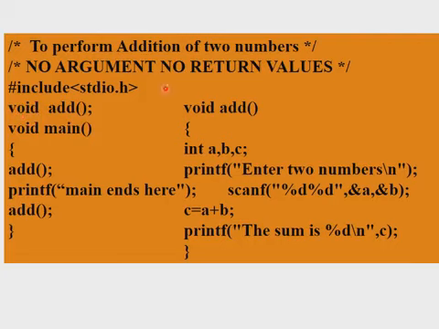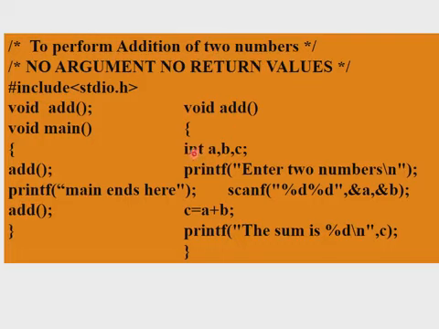Void represents that it does not return any values, and after the add function the brackets are empty, which means there is no argument. So this function will not have any arguments and it will not return any values. So how can we define this function? First of all, we will see the definition and then we will see the main function. So void add, and in curly brackets we have to add the two numbers.